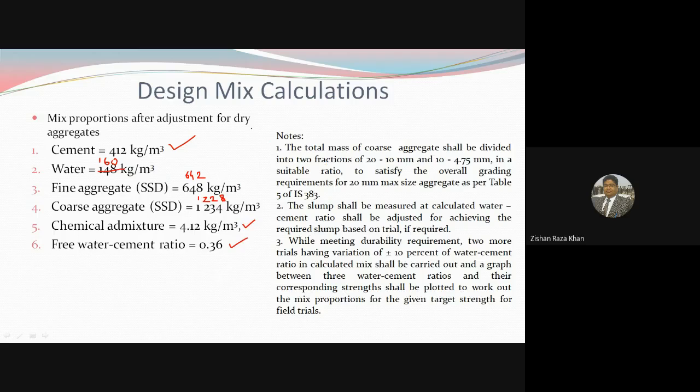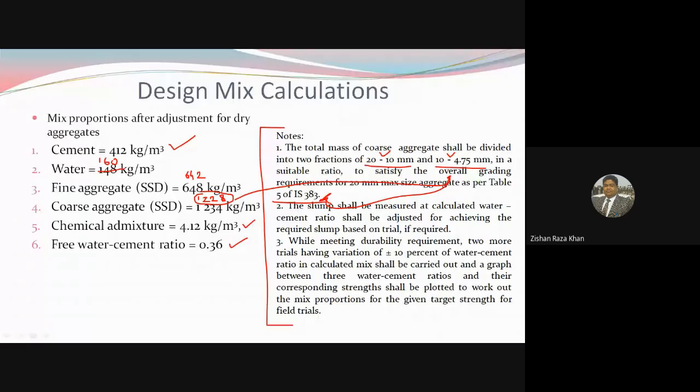Now there are some notes. It is an important thing. Please note: the total mass of coarse aggregate shall be divided into two fractions of 10 to 20 mm and 10 to 4.75 mm in a suitable ratio to satisfy the overall grading requirement of 20 mm maximum size aggregate as per Table 5 of IS 383. So this total coarse aggregate, which comes out to be 1228, shall satisfy the grading requirement of IS 383. Okay, so it shall have different fractions as recommended by the code.